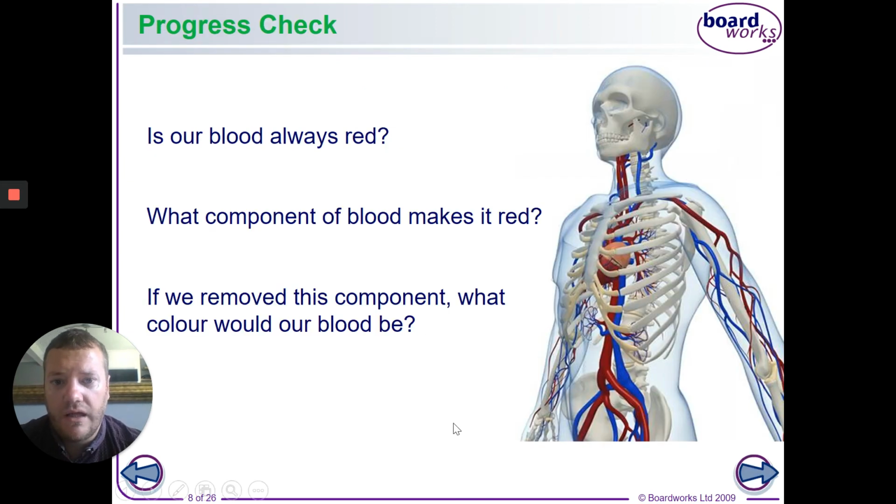All right. Once again, I'm going to pause it here, but I'll check for you. Three questions. Try the answer or think the answer. Is blood always red? What component makes it red? And if we remove that component, what colour would blood be? Pause it now, have a little go at those.